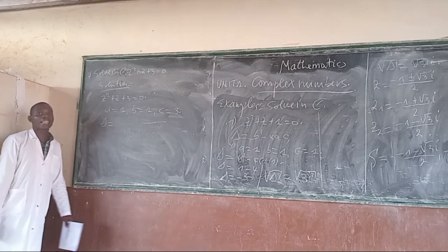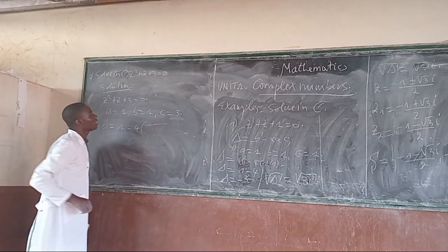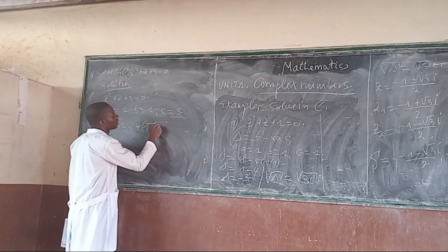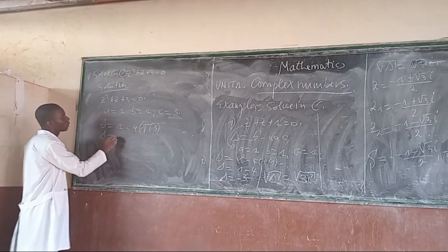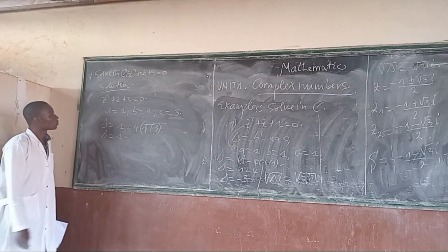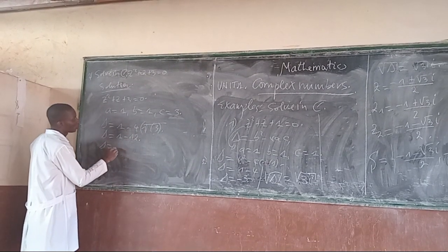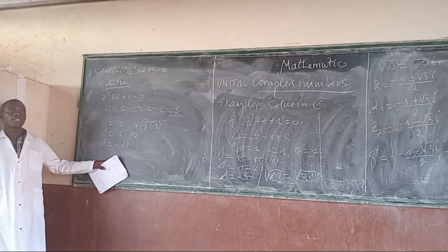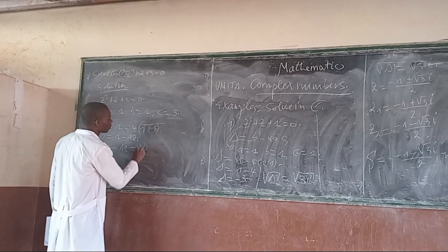The determinant is equal to b squared, which is 1, minus 4 times a, which is 1, times c, which is 3. So we have 1 minus 12, and the determinant will be equal to negative 11. And we normally know how to find the square root of this determinant.